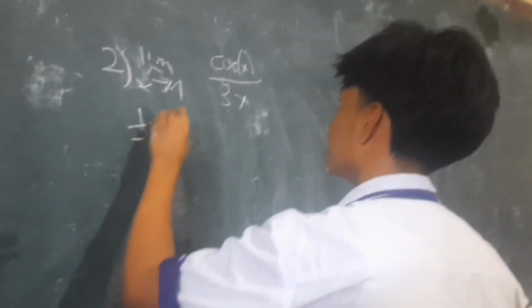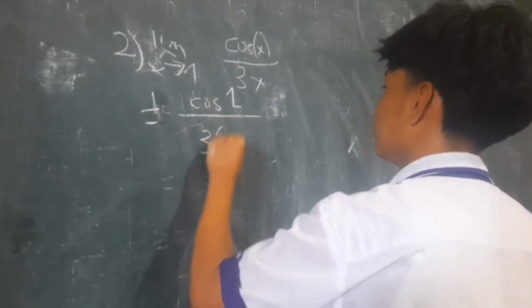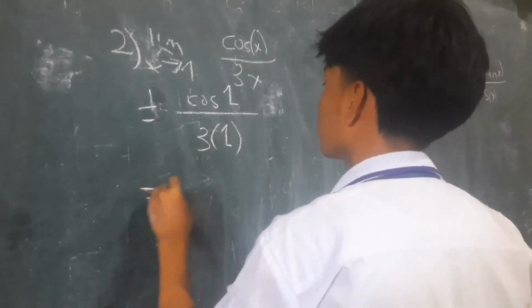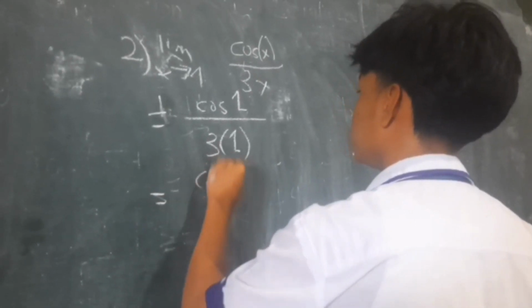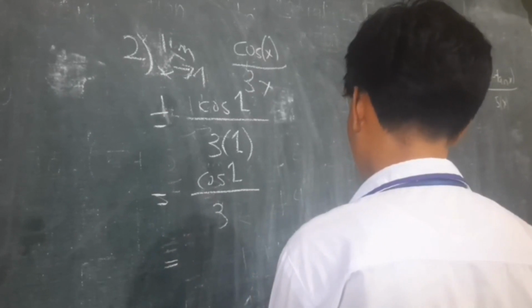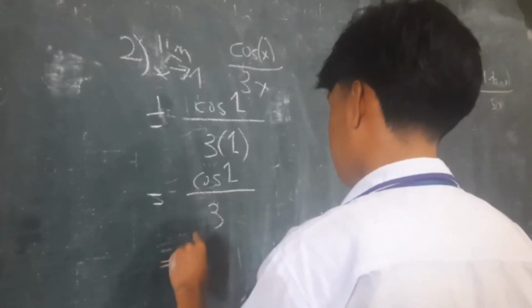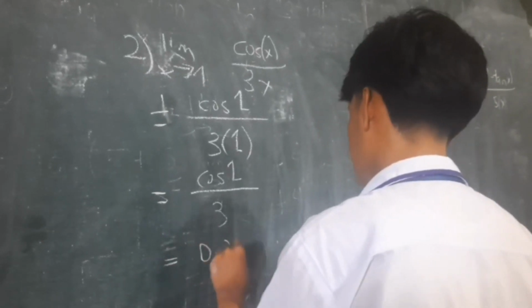For the next example, we're going to find the limit of cosine x over 3x as x approaches 1. Through substitution, we're going to substitute the value of x to 1 and press cosine 1 over 3 in the calculator and come up with the answer of 0.33.